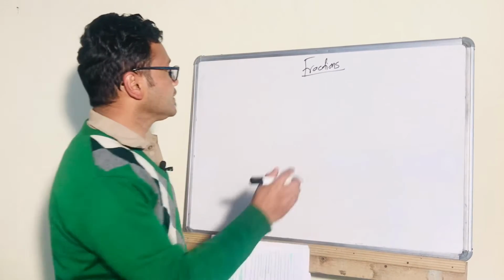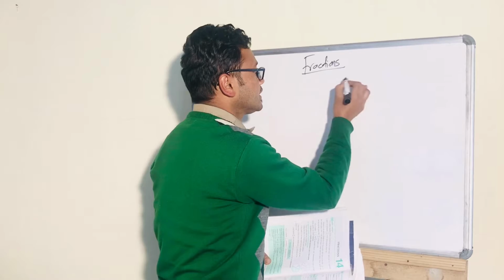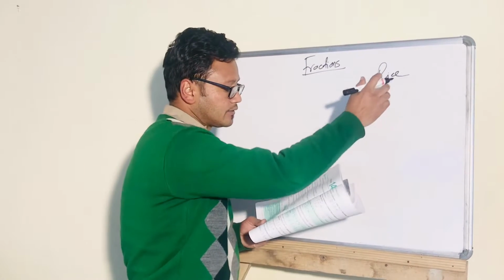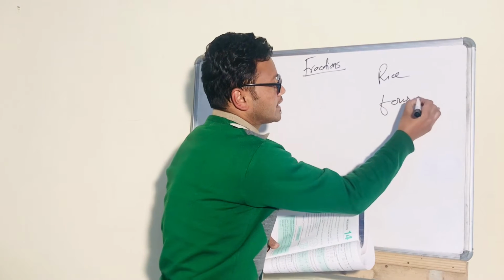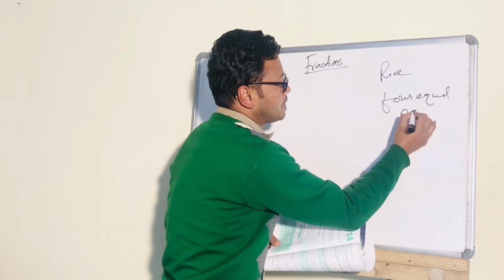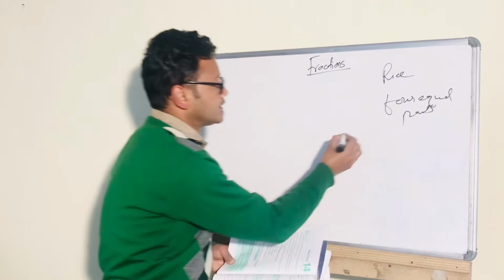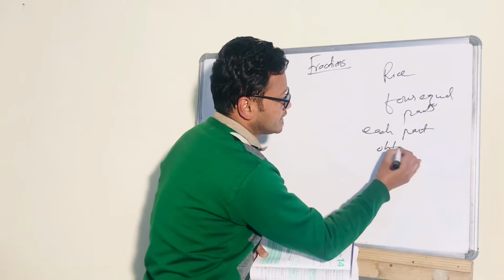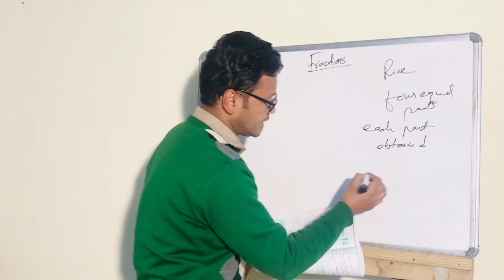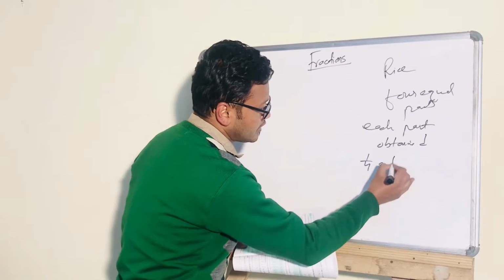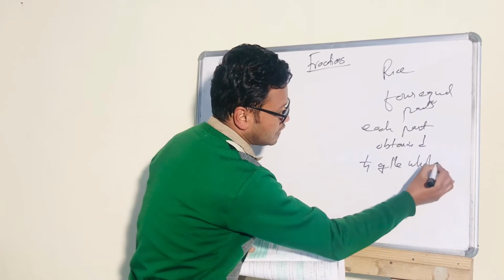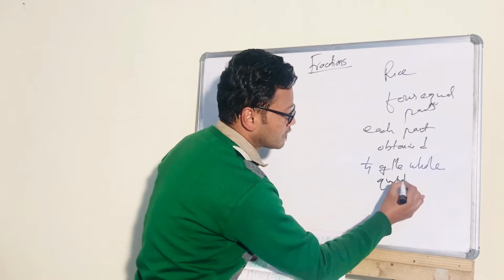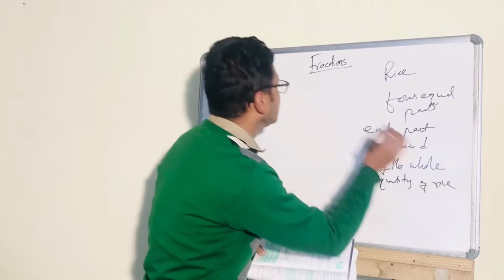If a certain quantity of rice is divided into four equal parts, then each part so obtained is said to be one fourth of the whole quantity of rice. Okay, now fractions.